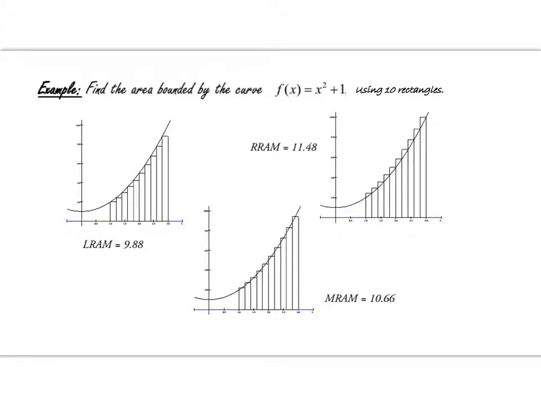So here I have the curve f of x equals x squared plus 1, and I made 10 rectangles. And I went through and calculated just to show you the difference in the actual estimations. In a left Riemann sum, the area works out to be about 9.88. In a right Riemann sum, which we said we knew would be an overestimate, it was 11.48. And a midpoint Riemann sum was 10.66. So they're all pretty close. The left is a little bit under, the right is a little bit over, midpoint somewhere in between.